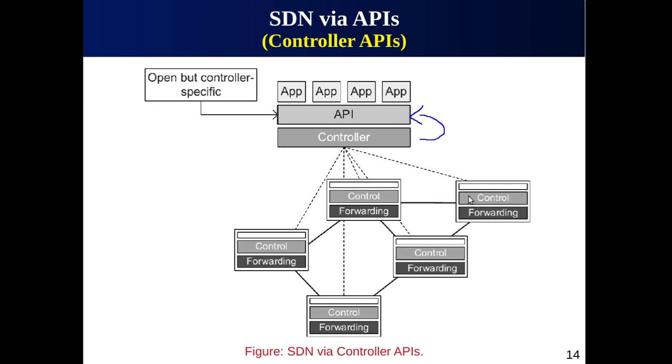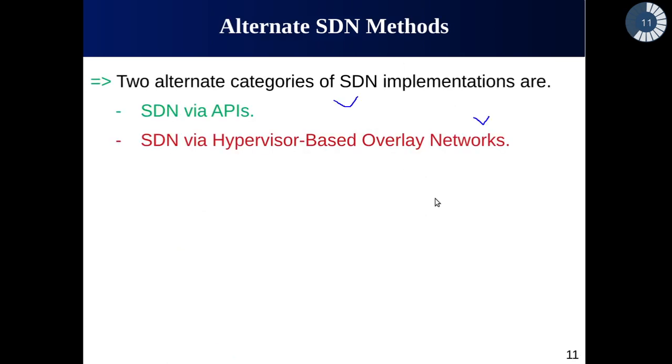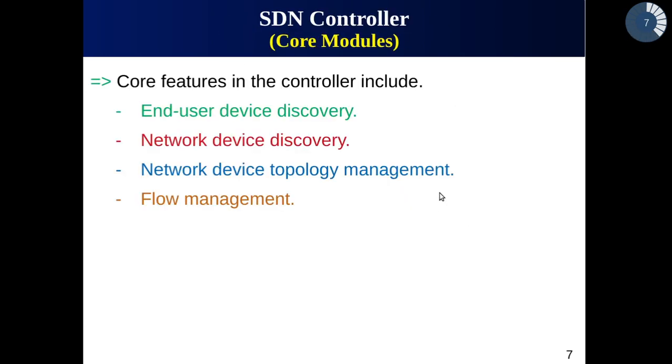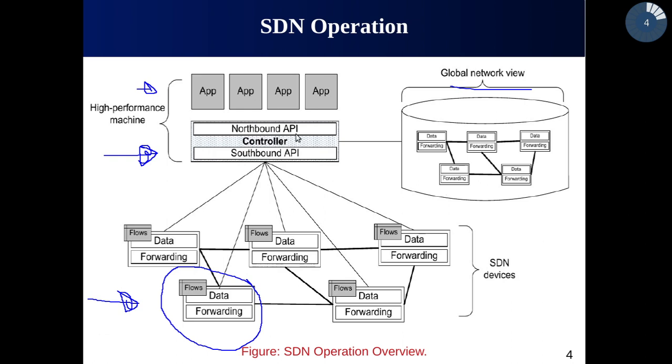As you can see, this model is not different from our previous model. It seems like the same thing. So what is the difference between this model, which is Open SDN, and that model, which is SDN via controller API? So what is the difference? The fundamental difference comes in the nature of the southbound API that the controller uses.